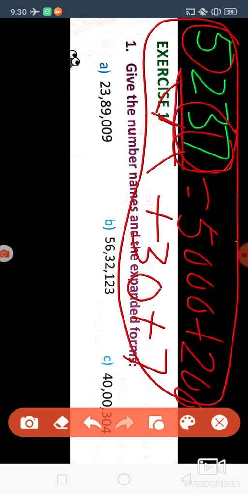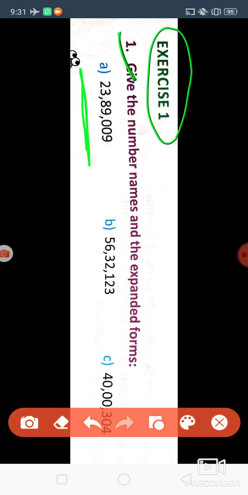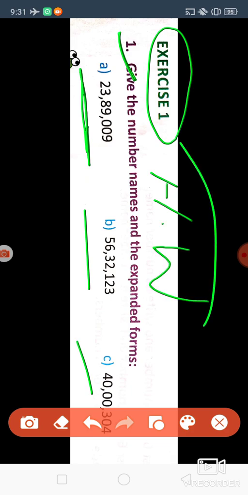Got it? Okay. So this is your homework. Exercise 1, question number 1. You have to write this number name. Number name you can write easily, and its expanded form. Then question number B and question number C. So exercise 1, question number 1 is your homework. I hope you'll be able to do.